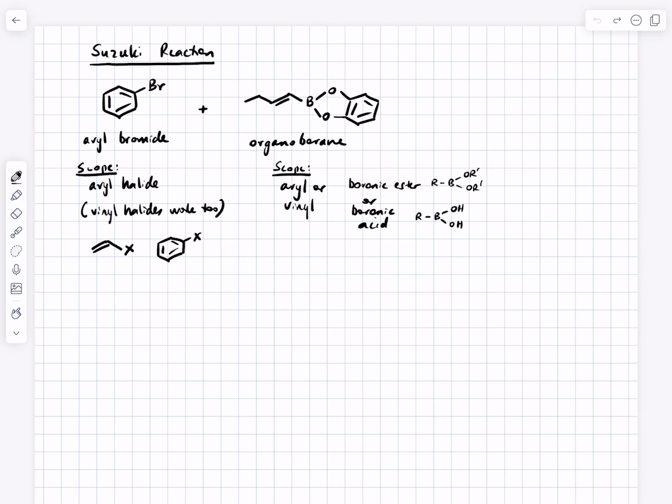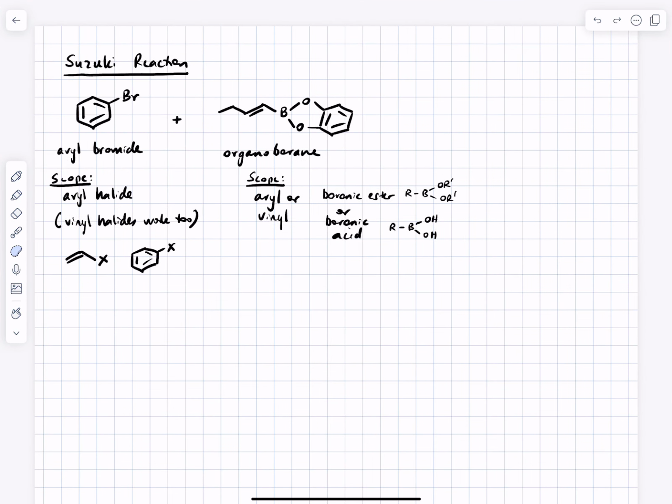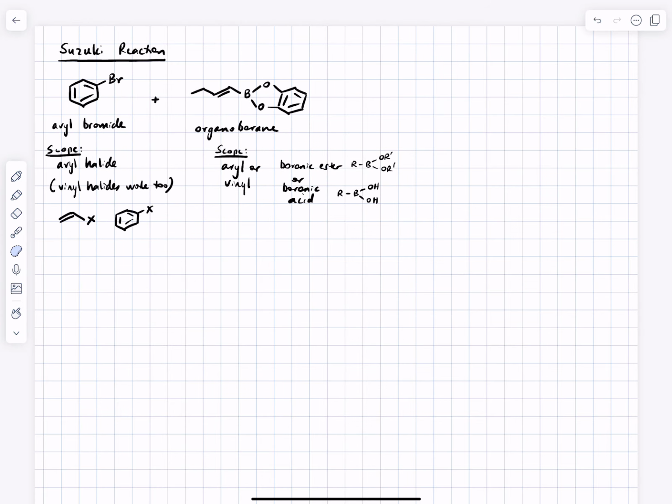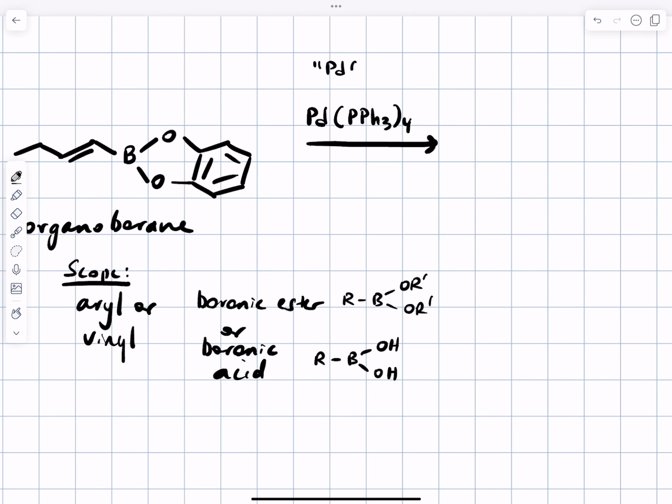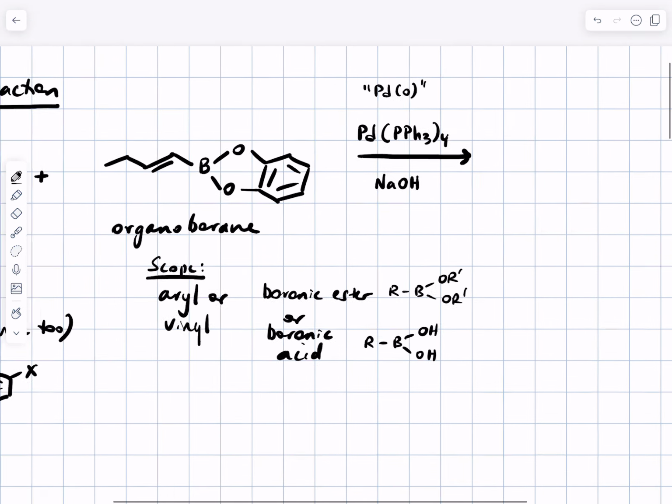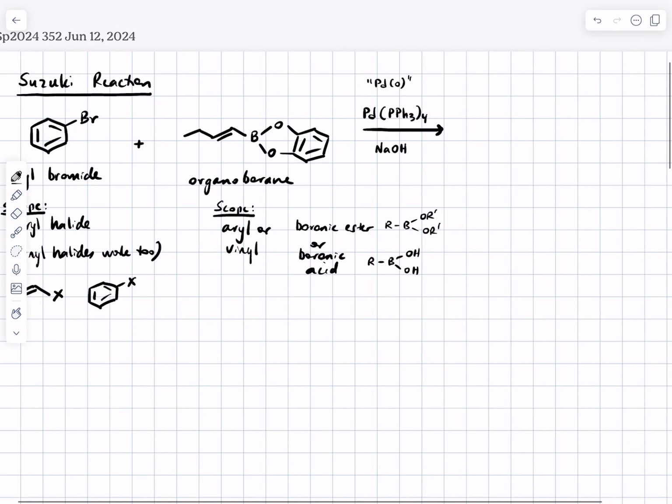So with that in mind, let's show you what the catalyst is for this reaction, and then we'll show you what the product is. The catalyst is palladium 0. This is palladium with 4 triphenylphosphine ligands. That's a source of palladium 0 for reasons we talked about last time. And then you also need NaOH. And the purpose of NaOH will be illustrated in the reaction mechanism a little bit later.